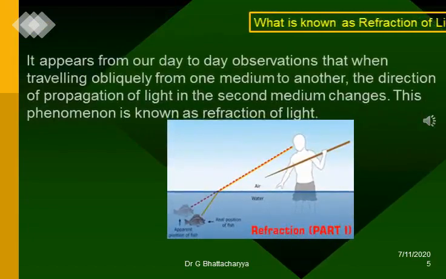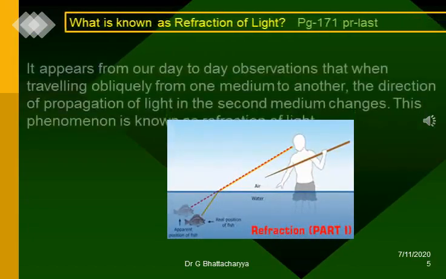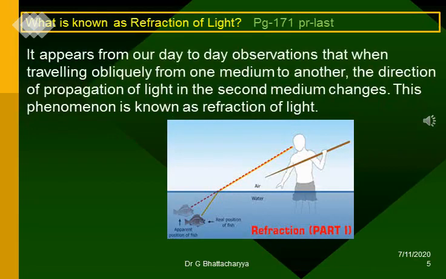What is known as refraction of light? It appears from our day-to-day observations that when traveling obliquely from one medium to another, the direction of propagation of light in the second medium changes. This phenomenon is known as refraction of light.